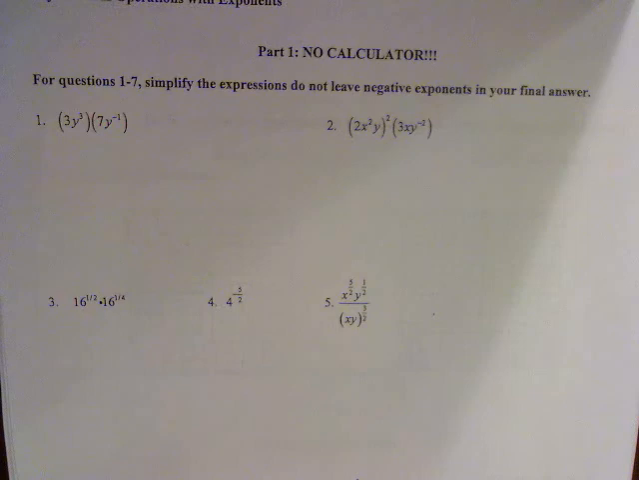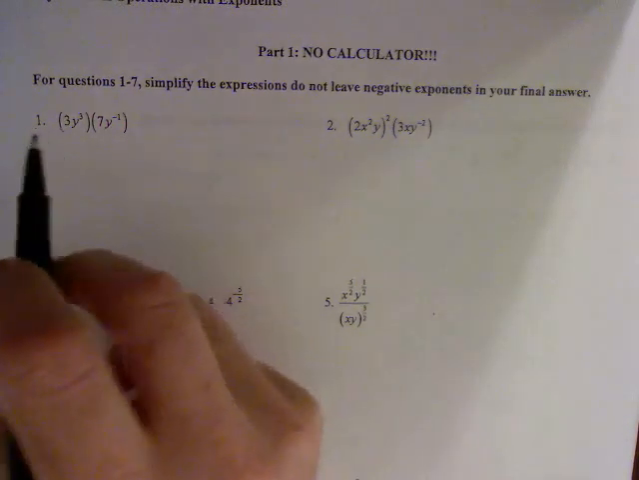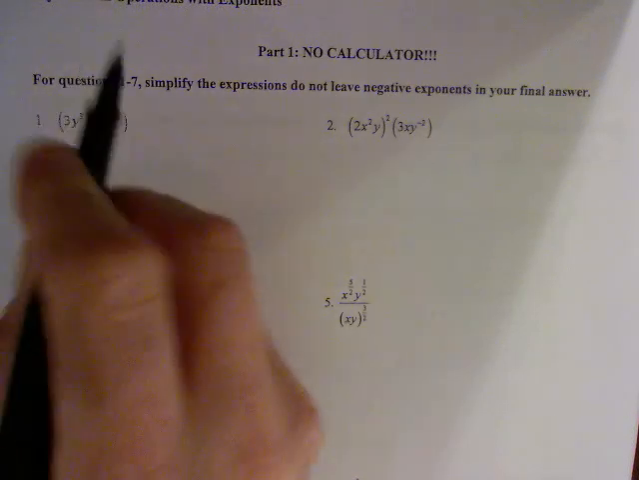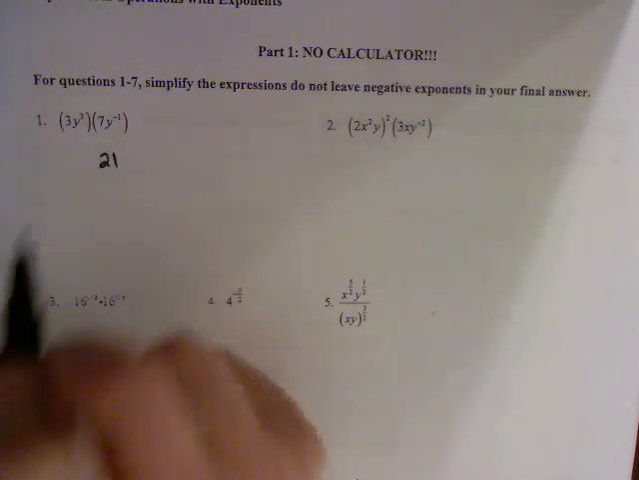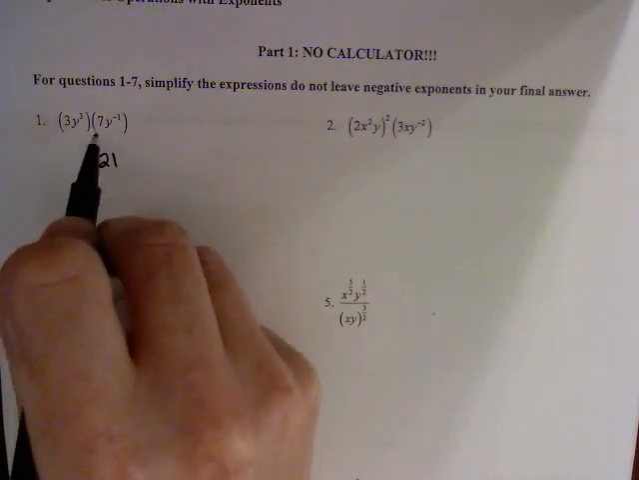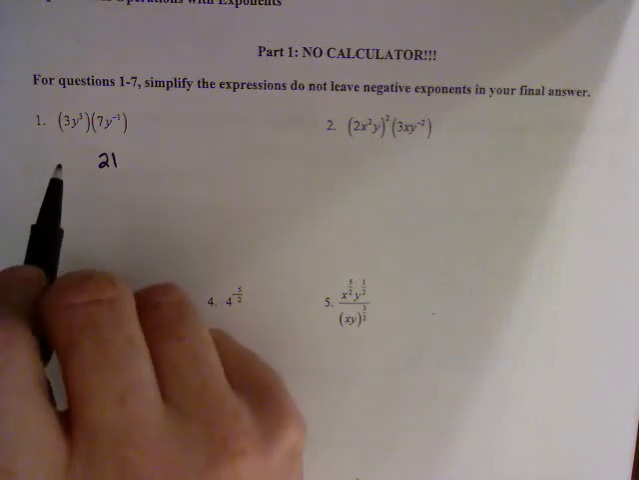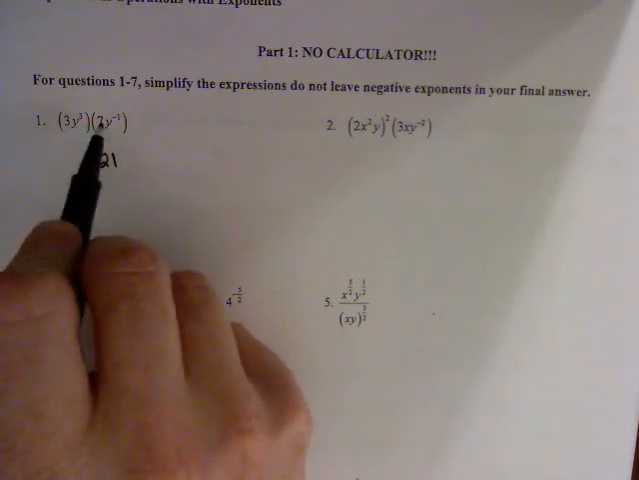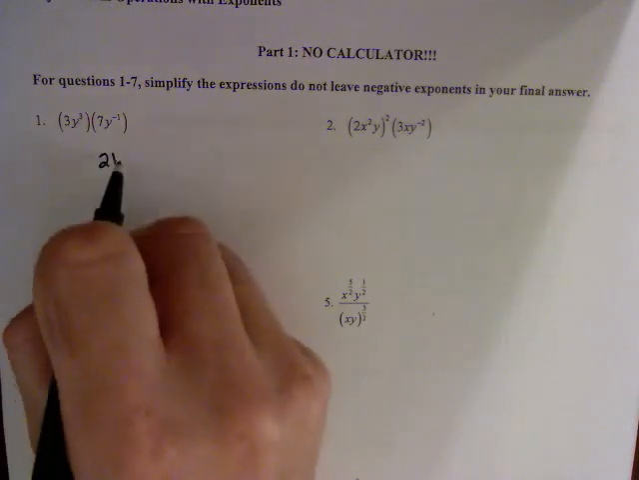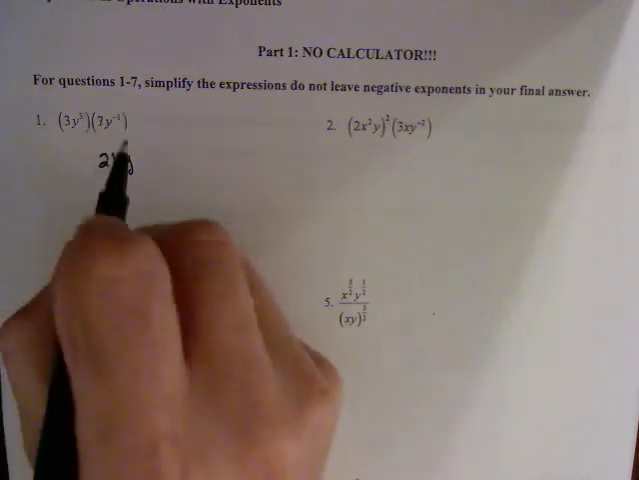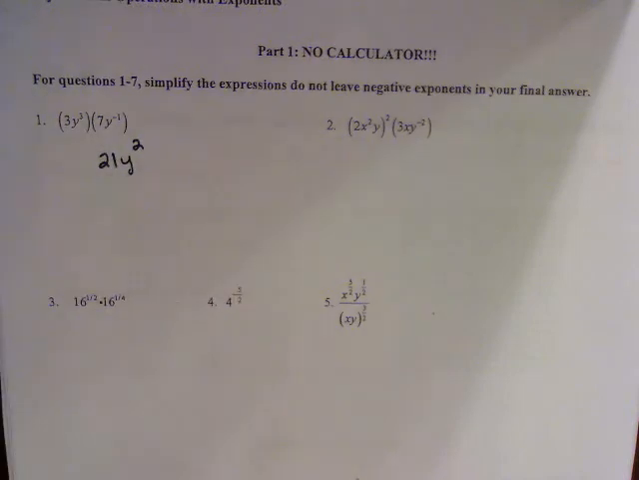This is the Unit 5 no calculator portion of the review. We'll start with number 1. Let's multiply 3 times 7 to get 21. Y to the third and y to the negative first have the same base of y, so the rule when you multiply same bases is to add exponents. So we'll do y to the 3 plus negative 1, which is the second power. 21y squared.